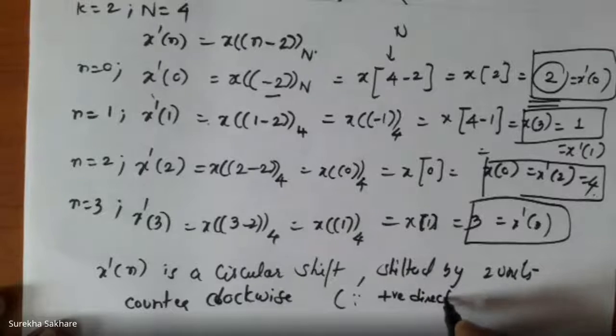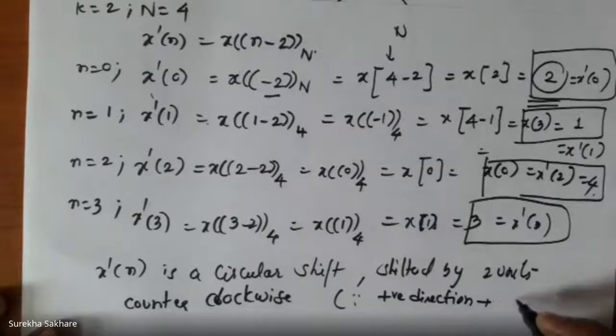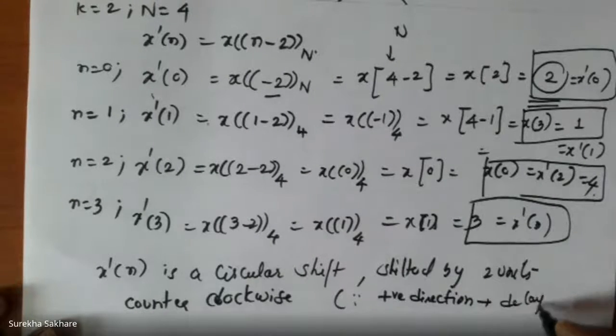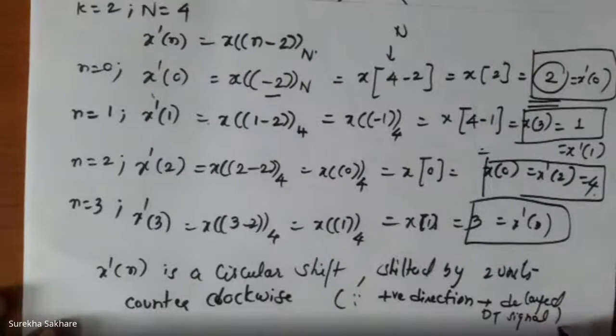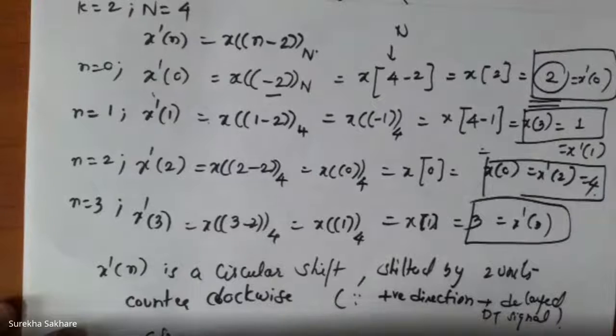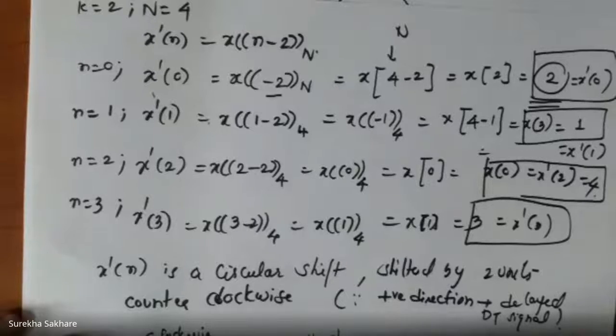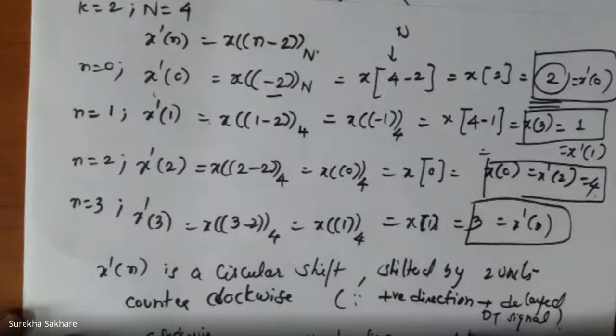it's a delayed DT sequence. That is why. If you take clockwise, it will be the negative direction, an advanced DT signal. This way also we can go for.